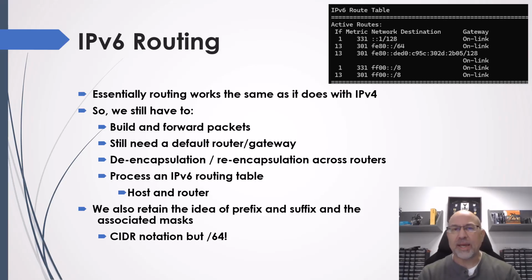So both the host and the routers need to figure this out, the routing information of packets. So we still have, you can see by the notation, this idea of a prefix and a suffix, and we've got a mask associated with the IPv6 addresses. We think probably more in terms of binary ones and zeros than we did 255s and zeros, right? The base 10 numbers. But that's about one of the big changes.